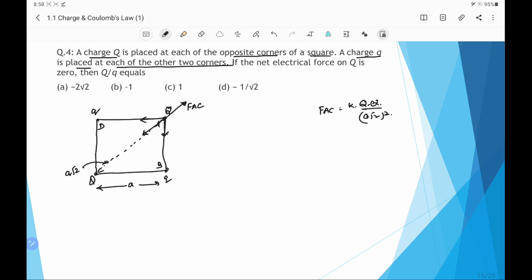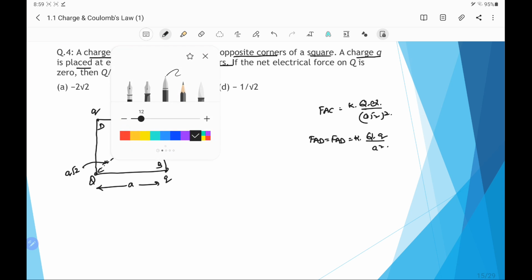So the nature of the small q charge should be opposite to the capital Q charge, and these forces are equal. That means this is the force F on A due to D, and this is the force F on A due to B. This FAD should be equal to FAB, and this value will be K into Q into small q by a square. Now, the angle between the FAD and the diagonal is 45 degrees. Similarly, FAB and the diagonal is also 45 degrees.